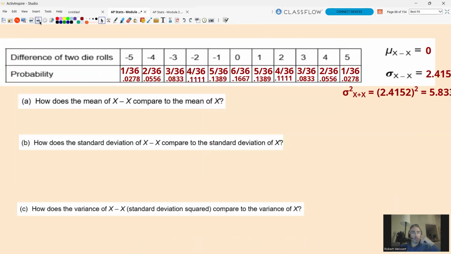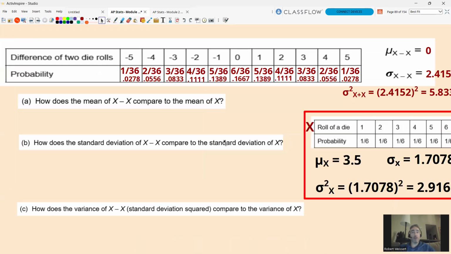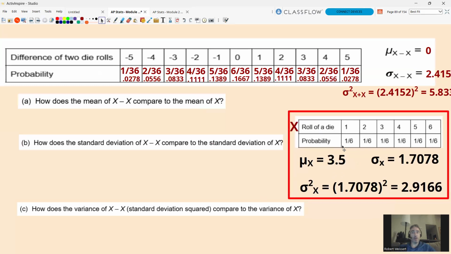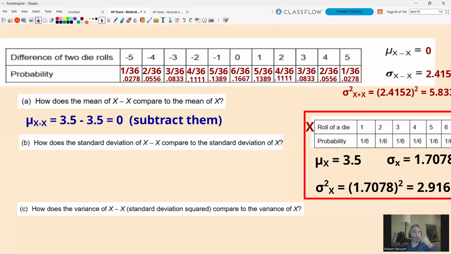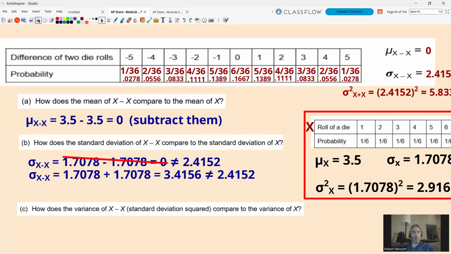So let's compare. The mean is going to be, instead of 3.5 plus 3.5, 3.5 minus 3.5. As we make those comparisons, just think about that. Subtract those two. The standard deviation, well, subtraction doesn't work because there's a significant spread. It's the same spread as before when we added them together. So we can't just subtract them. And we certainly can't add them together because that didn't give us the same thing. Again, 1.7 plus 1.7 is 3.4. So that's not going to work either.